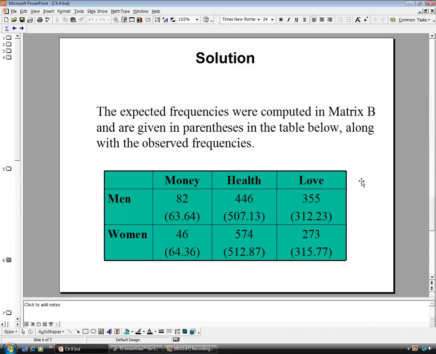Now, how you would calculate that without using matrix is, say you wanted the expected counts of men who said that money was what they wanted. You would take the total number of men, that 883, and multiply it by the total number who said money, which looks to be 128. And then you would divide it by whatever n is, the 883 plus 893. And that's where this 63.64 will come from. However, when we run the chi-squared test, it's going to populate our B matrix and give us these values. And I'll show you how that works right now.